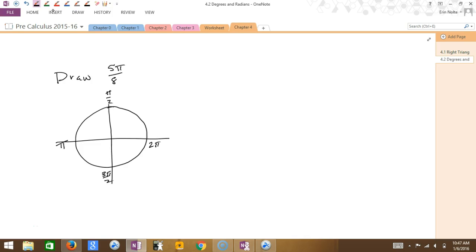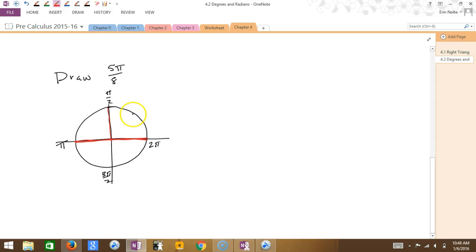Since pi is at 180 degrees, I'm only thinking about the top half of this circle. So what I have to do is cut it into 8s and then count out 5 of them. I'm only looking at the top half, so I'm going to cut this into 8s. It's already cut in half with the first line, right? Just the top half.